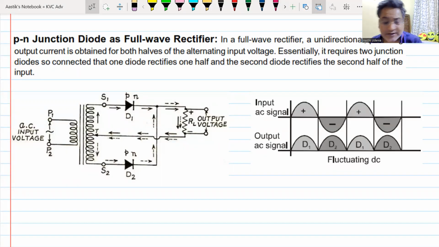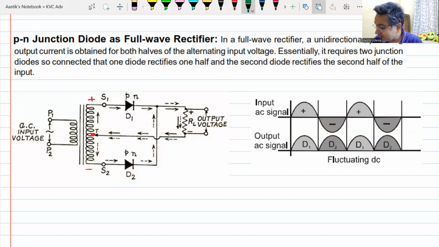Then we come to PN junction diode as a full wave rectifier. For full wave rectifier, we need two diodes. This is sometimes also known as center tap, because a tapping is taken from the center of this. Now what happens in one half cycle, and we will show it in the next diagram. This will be positive and this will be negative. So D1 will conduct and D2 will not conduct. Do we understand this?